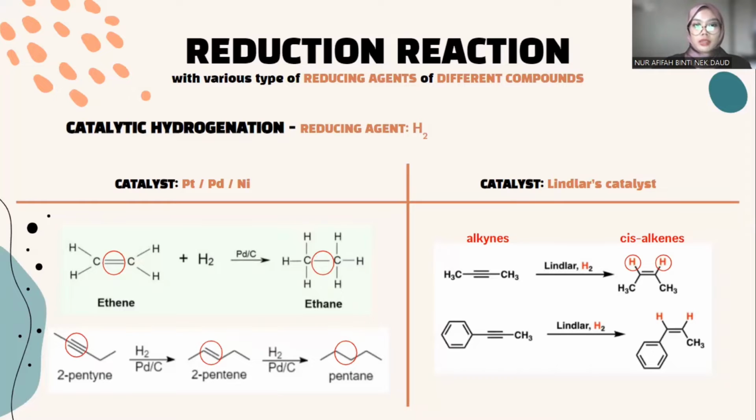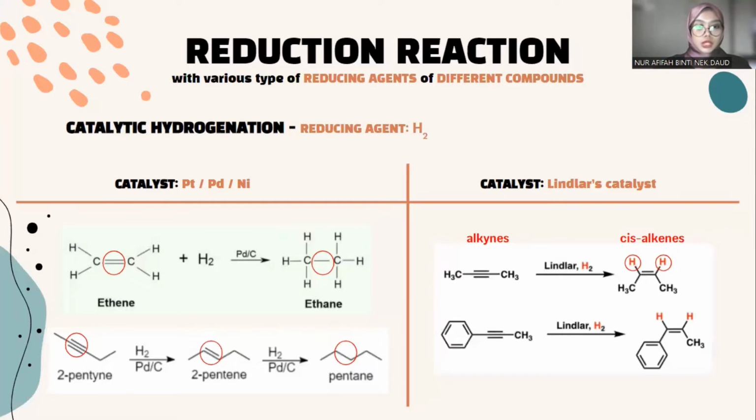When there is the presence of a catalyst, either platinum, palladium, or nickel, alkene and alkyne will be reduced. For example, here, ethene will be reduced by hydrogen gas in the presence of palladium to give the product of ethane. However, 2-pentyne will be reduced to give the initial product of 2-pentene.